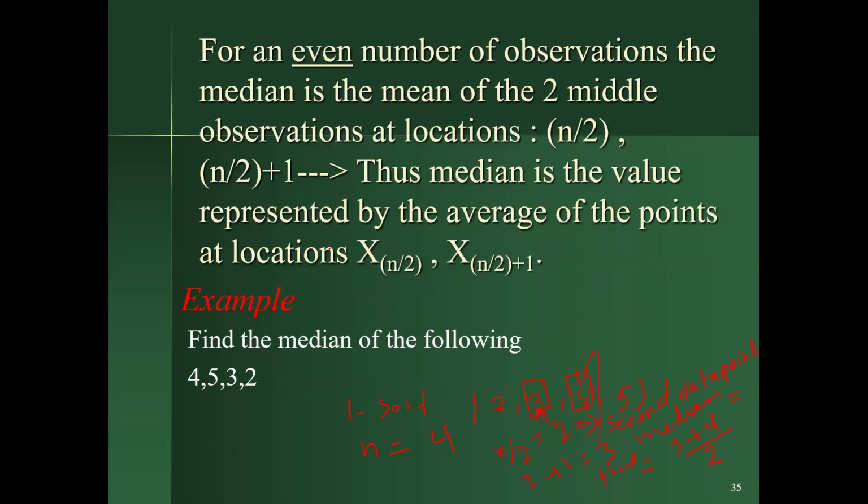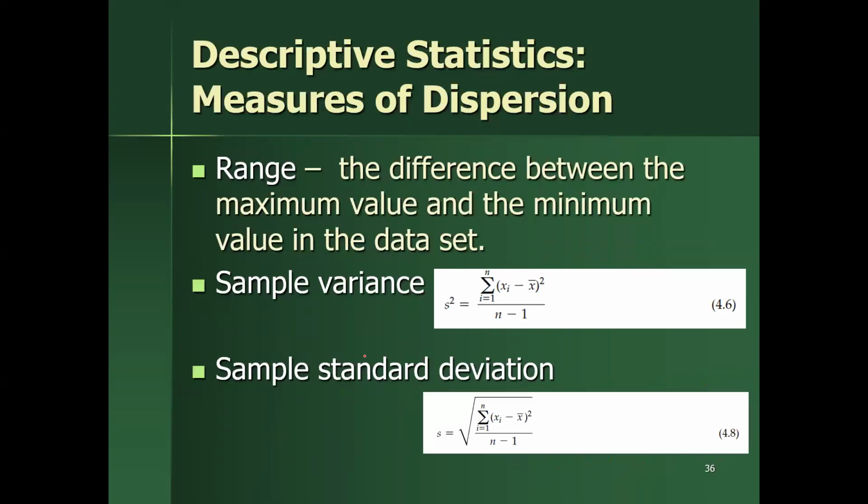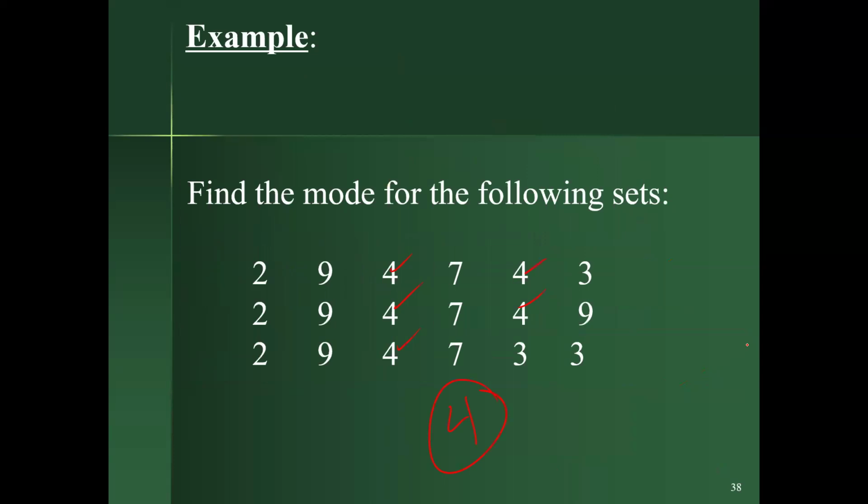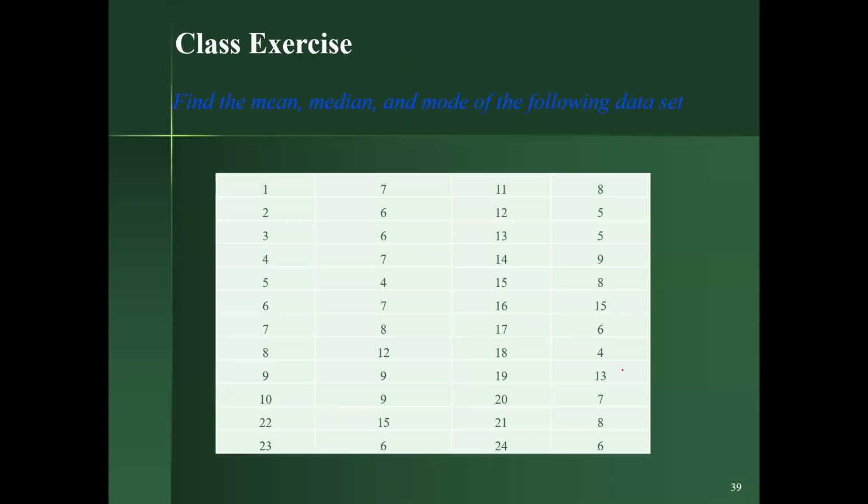If it is an even number of values, the median would be 5 plus 3 divided by 2, which equals 4. This is the formula for the standard deviation: the square root of the sum of (x minus x-bar) squared, divided by n minus 1. This is the variance, and this is the standard deviation. The range is the difference between the minimum and the maximum. Mode is the most frequent one. For example, find the mean, median, mode for this data.